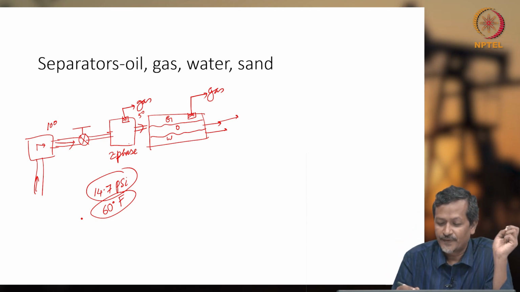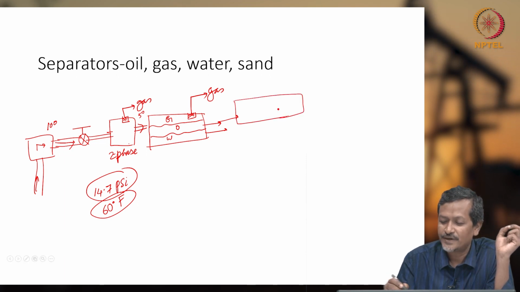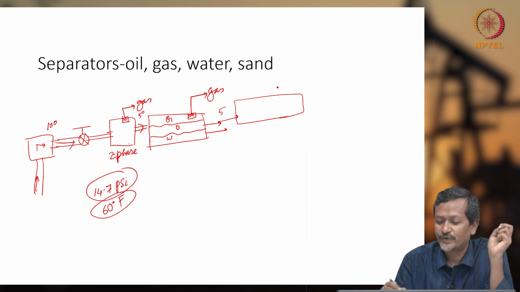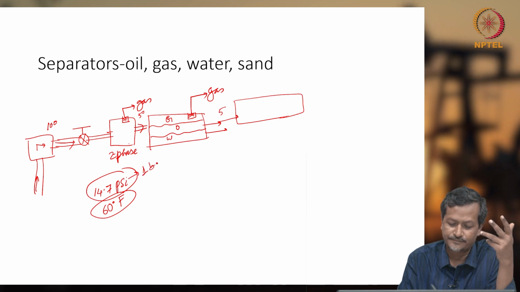Then you get oil. So, oil will again have a separator system. Why a separator system? Because the pressure may still be 5 bar. Okay. So, 5 bar pressure, and 14.7 psi means 1 bar.